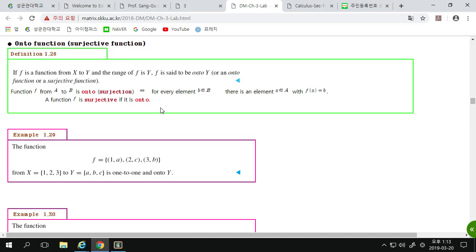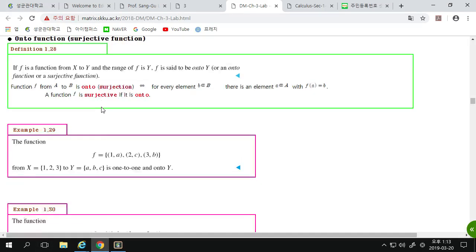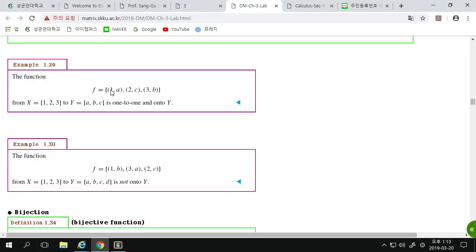Which means if every element in the codomain has a preimage in the domain, then we call it an onto function. Like this: 1 goes to A, 2 goes to C, 3 goes to B. If x and y are these three elements, then that's one-to-one. And also, everyone has a preimage, so it's onto.